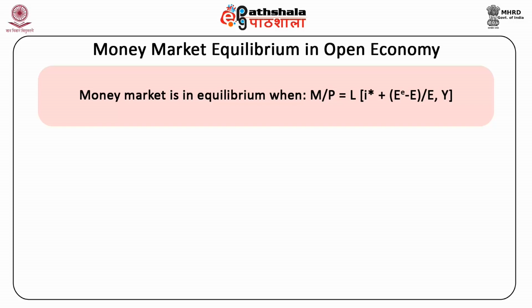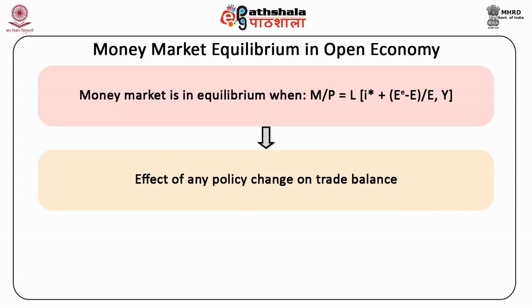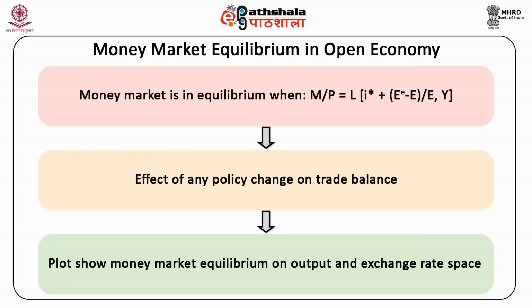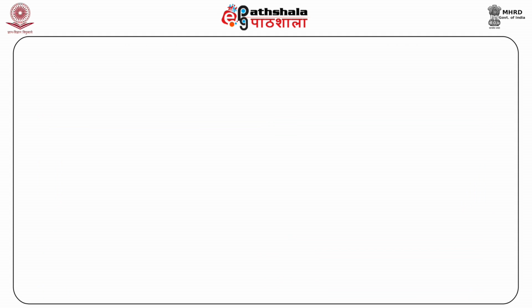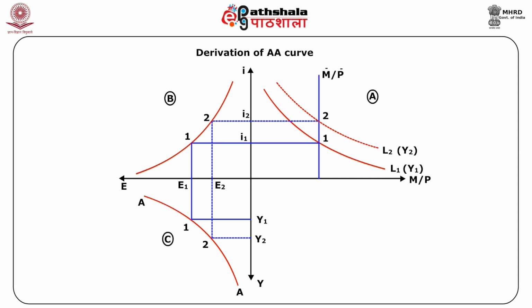In order to know the effect of any policy change on the balance of trade, we need to plot money market equilibrium on output and exchange rate space. The next analysis shows how to derive money market equilibrium in YE space. Effect of change in the nominal exchange rates on money market equilibrium, that is derivation of AA curve. Consider the diagram, which shows money market equilibrium and the relationship between domestic interest rates and nominal exchange rates. There are three panels to this figure.